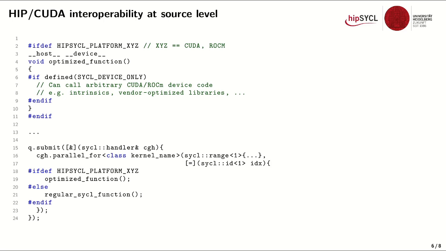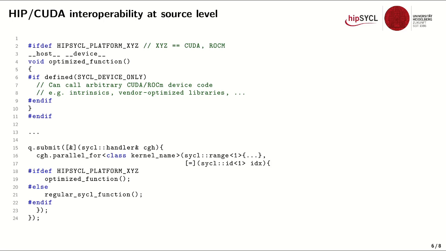In this case, you would first check with the HipSYCL platform macros if you're compiling for your target platform, for example, HIPSYCL_PLATFORM_CUDA or HIPSYCL_PLATFORM_ROCM. If you are, you can define your optimized function. If you're compiling for GPU, this function must be marked as host device, even if it only contains CUDA or HIP device code.